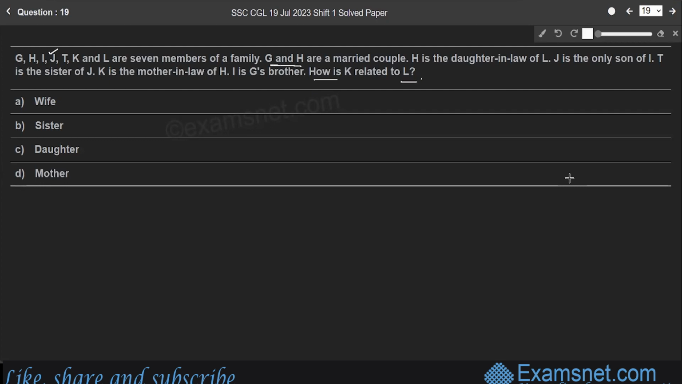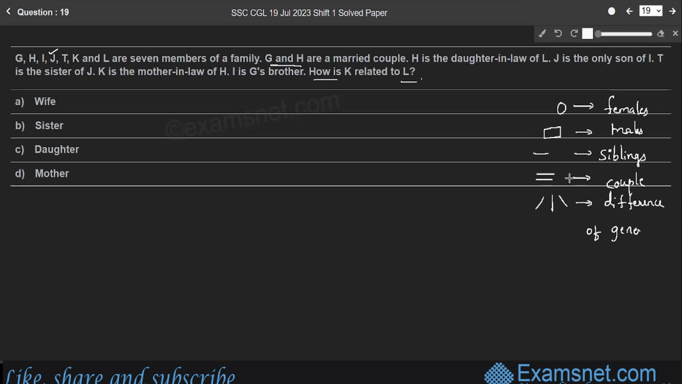So students, let's make a family tree using some symbols here. We use a circular symbol for all females and a square symbol for all males, and a horizontal line for siblings, and parallel lines, so double horizontal lines, for a married couple, and a vertical line or slightly slanted line for difference of generation, right?